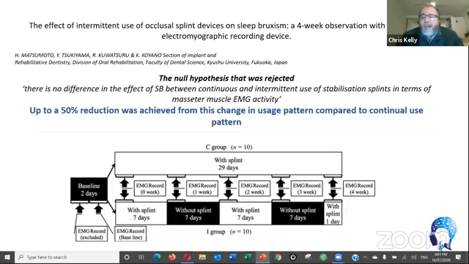So the research that's on that previous slide will sort of hold up to that. In terms of the slide that we've got in front of us at the moment, the study there, which I found was fantastic, was that they threw out the idea that there's no difference in the effect of sleep bruxism between continuous and intermittent use of stabilization splints. So this is a different term. This is not a mandibular advancement splint, but it is a stabilization splint.